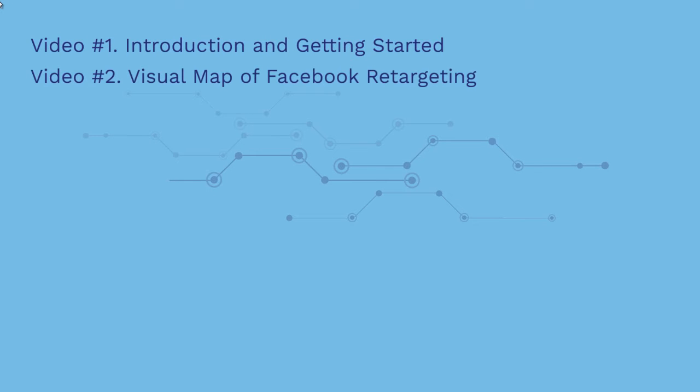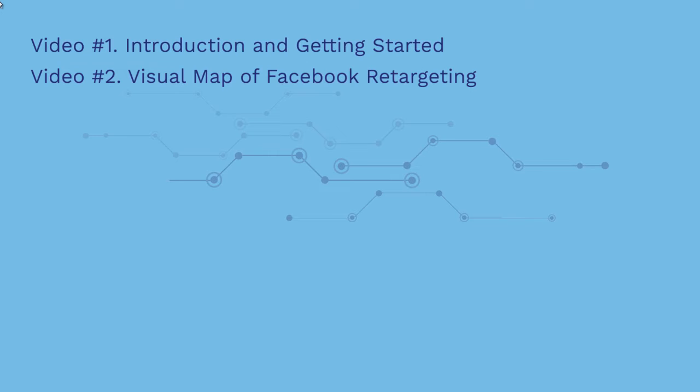Video number 2 is going to be a visual map of Facebook retargeting. What that includes is I'm going to show you how Facebook retargeting works. A lot of times people jump straight into showing you how to set things up, but unless you really understand how everything fits together, what connects to what, it's really going to become confusing. Because if you set things up like an email opt-in retargeting campaign or a blog post campaign, or a purchase retargeting campaign, every one of those is different.